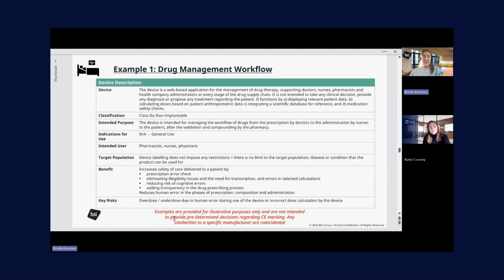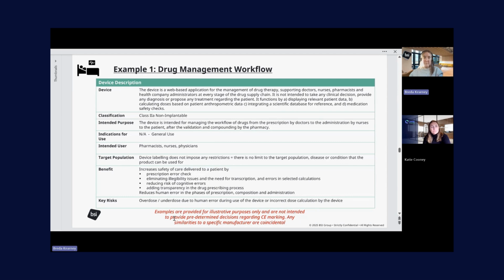As with every device, there are risks associated with it. So you can get overdose or underdose due to human error during use of the device, or there can be incorrect dose calculation by the device. So it's essentially a prescription or a prescribing software.